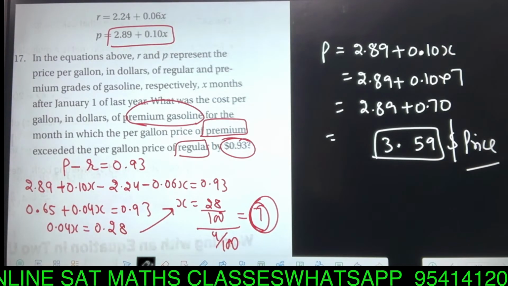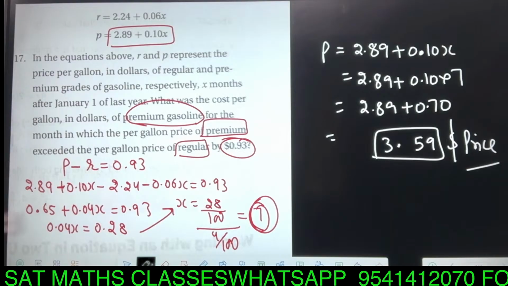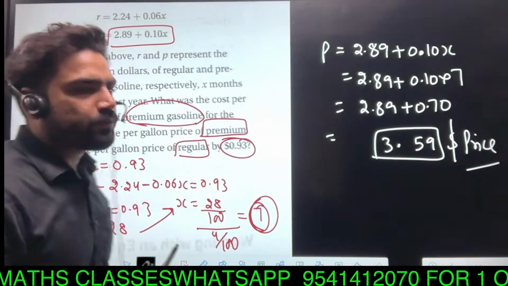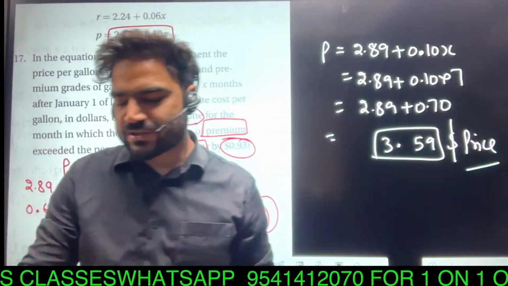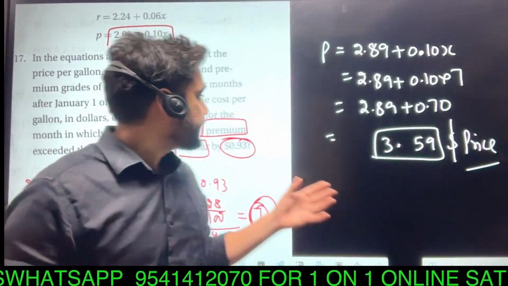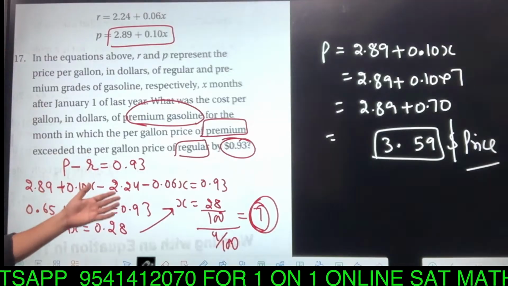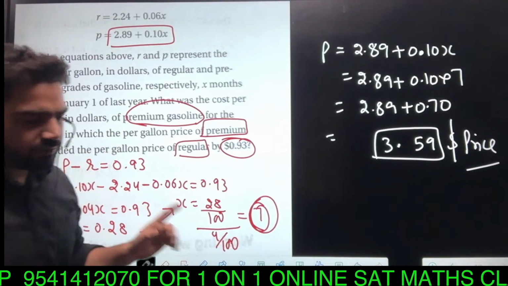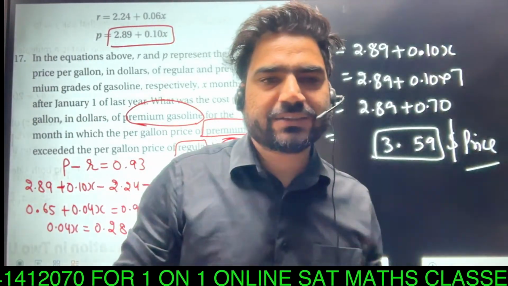So this is our last question. So in this class, as I promised you, this class will be 1 hour, and we have solved all the questions. I think 17 questions of this part and 4 questions of this part. So in 1 hour we have practiced 21 questions.